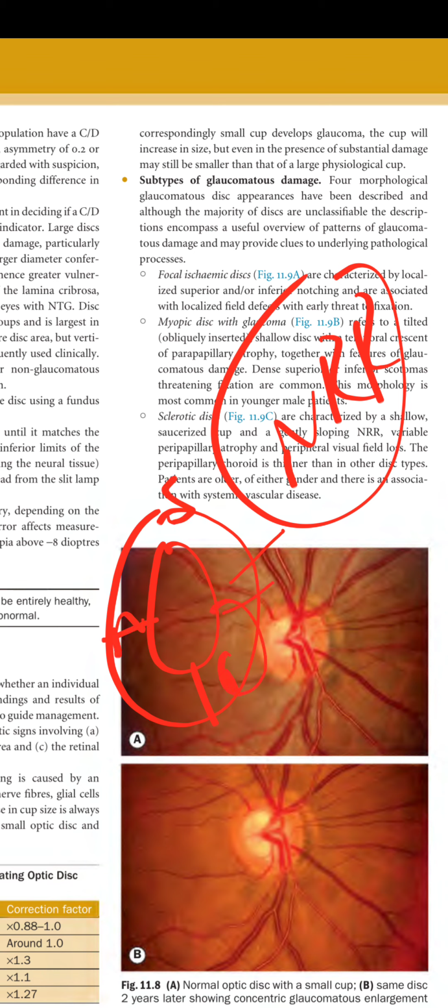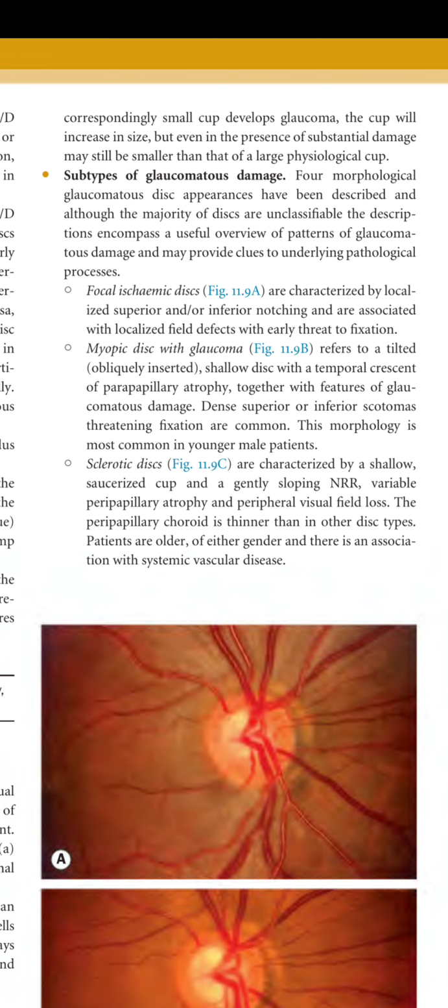Subtypes of glaucomatous damage: four morphological glaucomatous disc appearances have been described, and although the majority of discs are unclassified, the description encompasses a useful overview of the pattern of glaucomatous damage and may provide clues to the underlying pathological process. So basically there are certain morphological or anatomical changes that occur with the glaucomatous disc. Number 1 is a focal ischemic disc. It is characterized by localized superior or inferior notching and is associated with localized field defects with early threat to fixation.